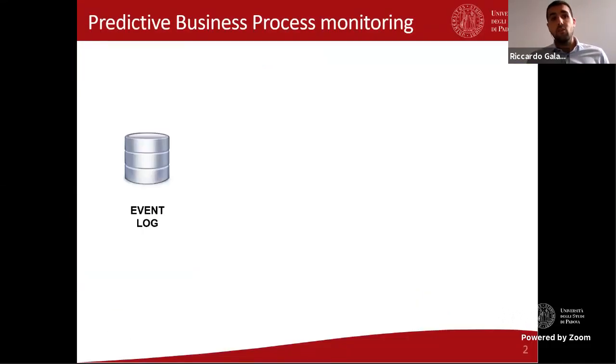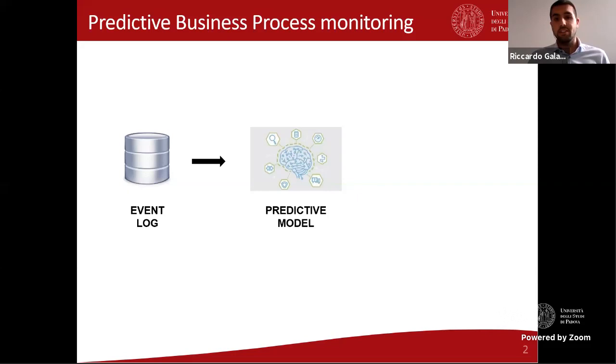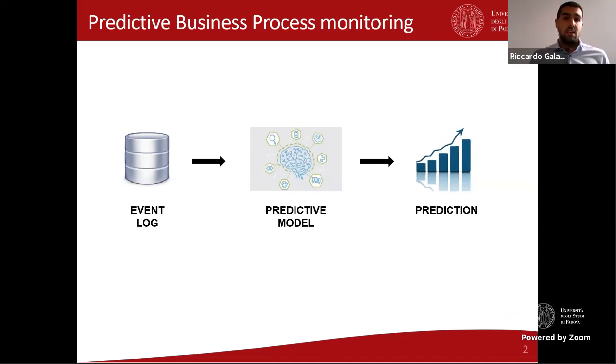In these years, the focus has been mainly in predictive business process monitoring. So starting from an event log, the data is fitted inside a predictive model that could be a machine learning or a deep learning model that is trained on this data in order to predict the outcome of a business case. In these years, the focus has been mainly in the accuracy of this model. And in particular, it has been proved that LSTMs, that are neural networks, can really outperform other methods from an accuracy perspective. The problem is that these models are usually black boxes.